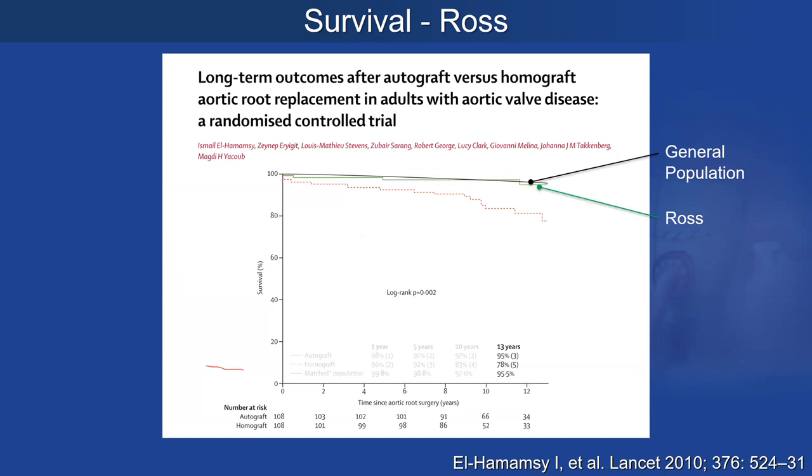And yet when we looked at their survival up to 12 years, you can see that the Ross group versus the general population had identical survival, whereas the patients that had a homograft root replacement had slightly lower survival at 12 years.